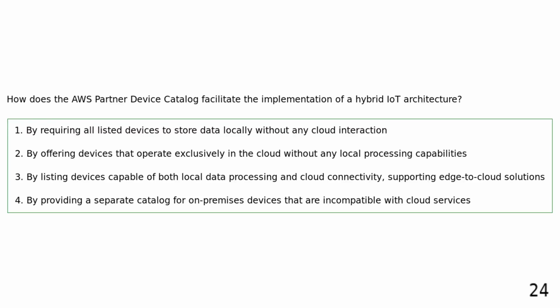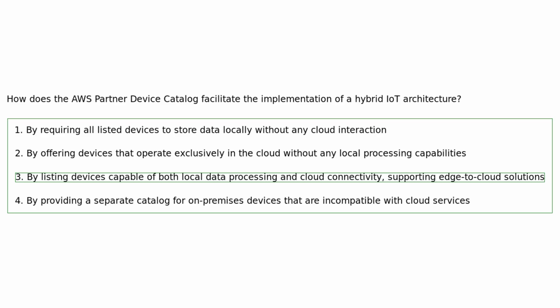How does the AWS Partner Device Catalog facilitate the implementation of a hybrid IoT architecture? By requiring all listed devices to store data locally without any cloud interaction. By offering devices that operate exclusively in the cloud without any local processing capabilities. By listing devices capable of both local data processing and cloud connectivity, supporting edge-to-cloud solutions. By providing a separate catalog for on-premises devices that are incompatible with cloud services.